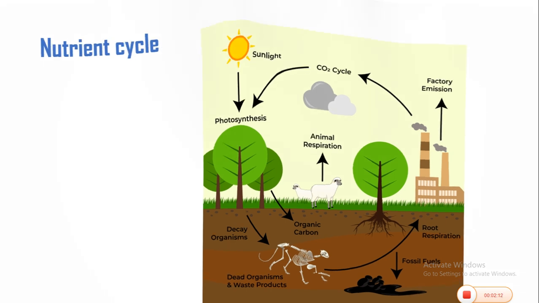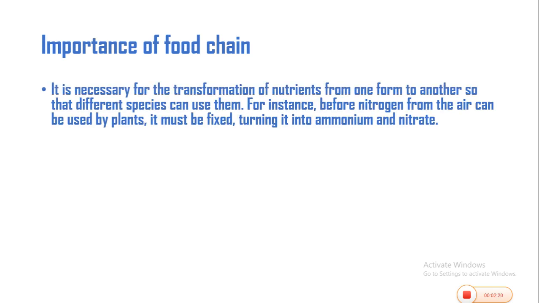Let's look at the importance of the nutrient cycle. The nutrient cycle is necessary for the transformation of nutrients from one form to another so that different species can use them. For instance, before nitrogen from the air can be used by plants, it must be fixed, turning into ammonium and nitrate.